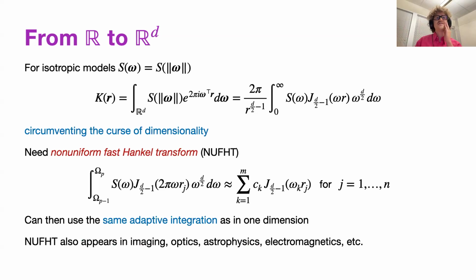And I'll note that the fast Hankel transform also appears in applications to imaging, to optics, to astrophysics, electromagnetics. Anytime you have radial symmetry in some geometry, say a lens or a cylindrical waveguide or something like this, the Bessel functions are a natural basis for solving PDEs, for imaging. And so the Hankel transform can become a useful tool.